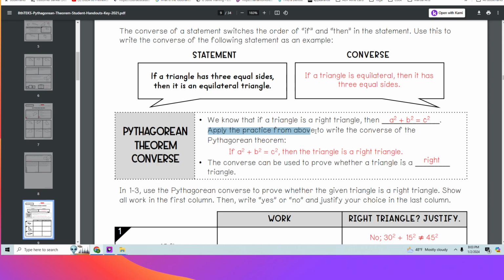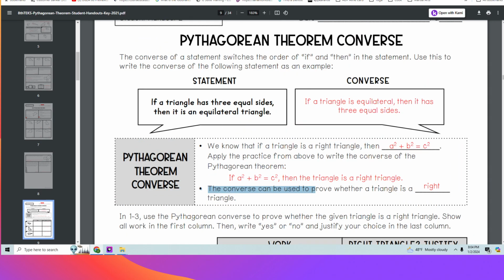Apply the practice from above to write the converse of the Pythagorean theorem. So remember, we're switching the if conditional statement and the then statement. We're reversing it. So we would say if a squared plus b squared equals c squared, then the triangle is a right triangle. So the converse can be used to prove whether a triangle is a right triangle or not.